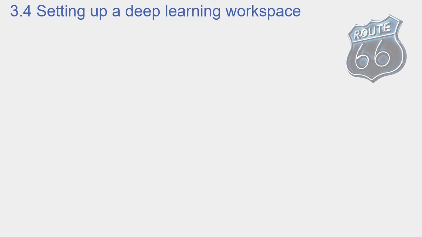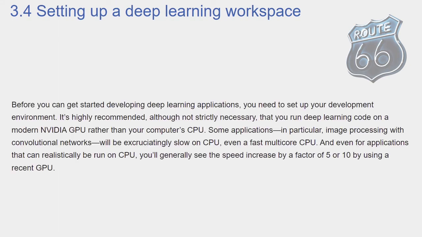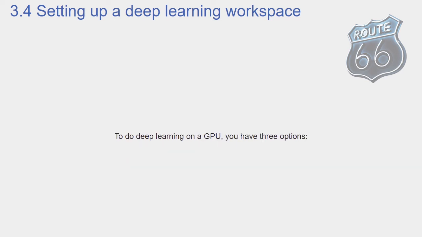Section 3.4. Setting up a deep learning workspace. Before you can get started developing deep learning applications, you need to set up your development environment. It's highly recommended, although not strictly necessary, that you run deep learning code on a modern NVIDIA GPU rather than your computer's CPU. Some applications, in particular image processing with convolution networks, will be excruciatingly slow on CPU, even a fast multi-core CPU. And even for applications that can realistically be run on CPU, you'll generally see the speed increase by a factor of 5 or 10 by using a recent GPU.